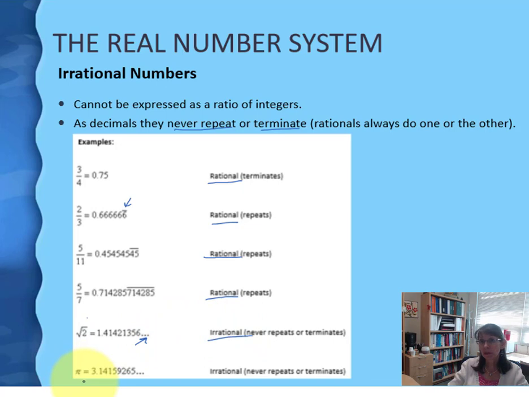Pi is another familiar symbol you might know about. Some calculators have pi that you can press and see also that there's no repeated decimal pattern and the decimal does not terminate. So pi is another example of an irrational number.